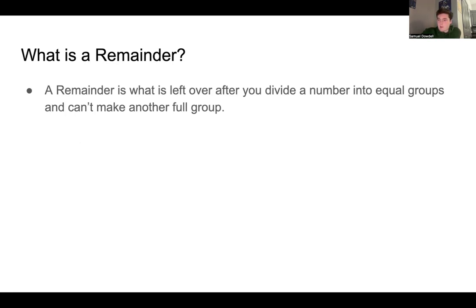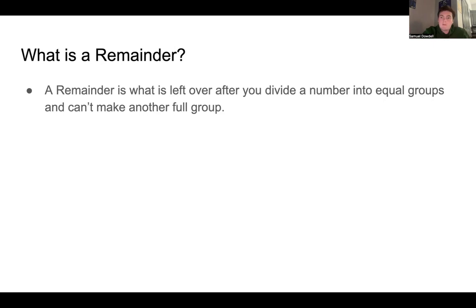So a remainder is what is left over after you divide a number into equal groups and you can't make another full group. Another way to say this could be when a number doesn't divide evenly, we say it has a remainder. That just means there's something left over after you've divided equally. That's kind of the gist of a remainder.